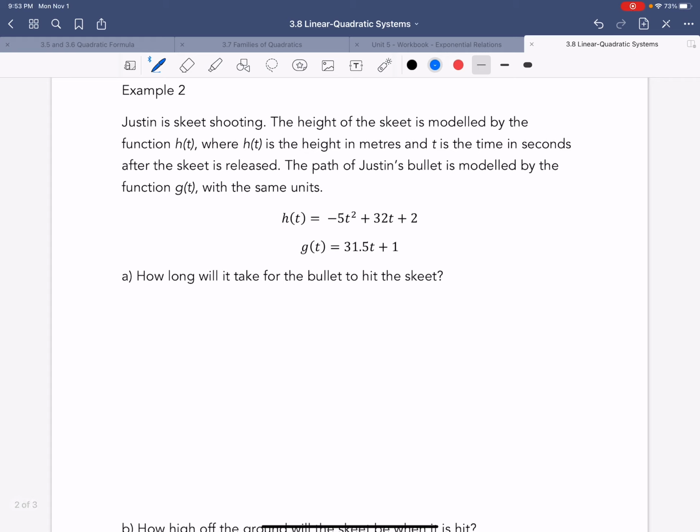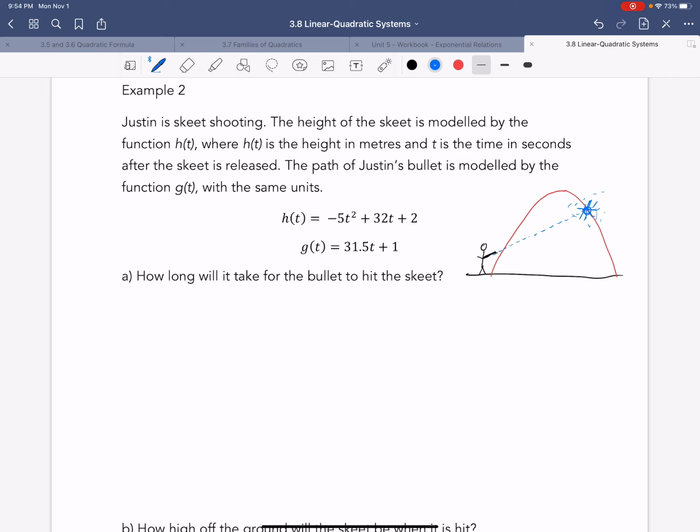All right, so the word problem here: Justin is skeet shooting. So that's when there's like, it's a guy standing here. He's got a gun. But he's not shooting anything living. It's just a disc that gets shot in the air. Goes up and comes down. And he's trying to shoot it. So we want to know when does he shoot the disc.